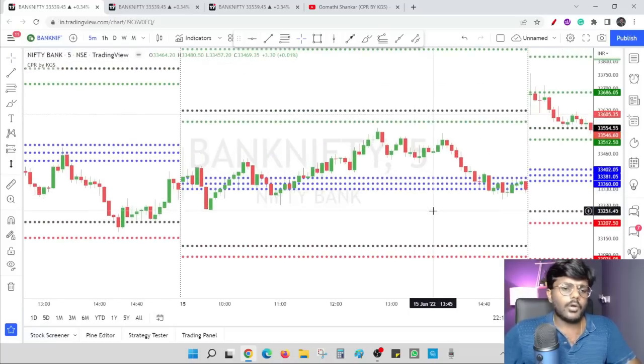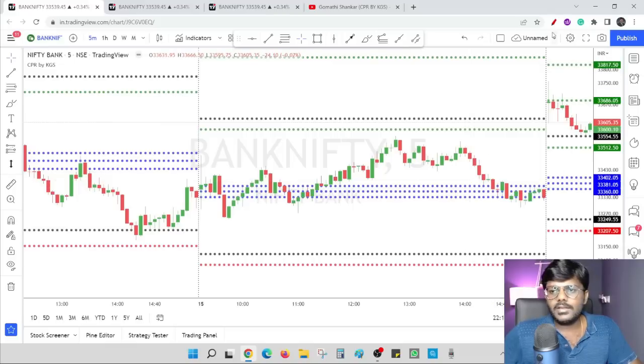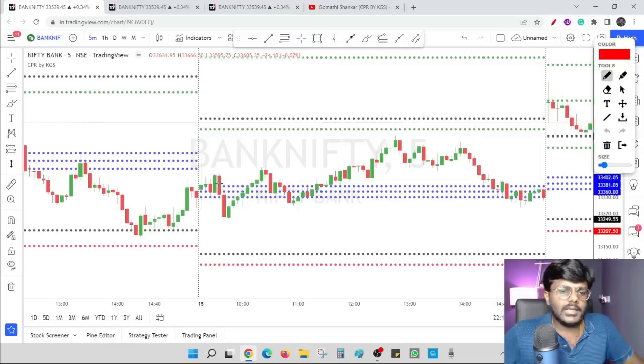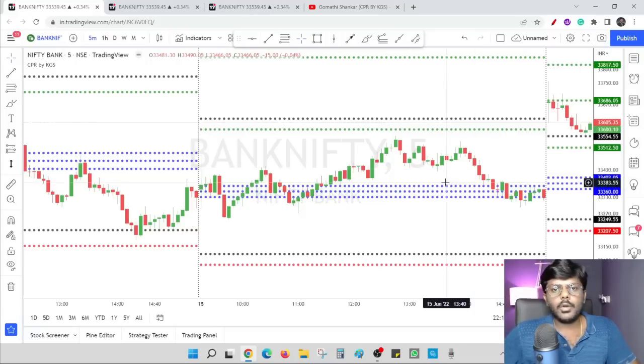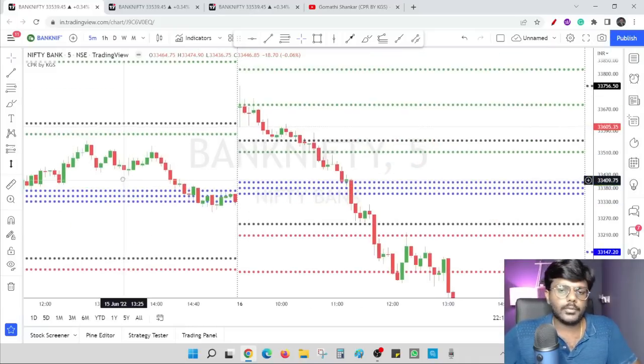And now on 15th of June, we can clearly see the market is stuck inside daily CPR. Maybe I would have taken a short position here and my stop loss would have been hit. After that, I would have avoided any position, because the market is completely inside the daily CPR range. So definitely I will avoid after that particular morning stop loss.